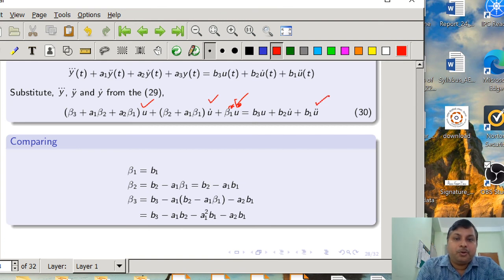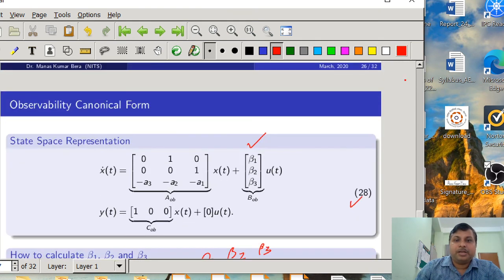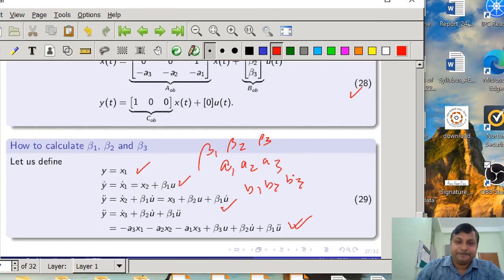If you compare u double dot with this, we are getting beta 1 equal to b1, and then beta 2 we are getting, if you compare this and this, b2 minus a1 beta 1, and already beta 1 we got is b1, so we can replace that, and beta 3 we can calculate with this expression. In this way we can calculate beta 1, beta 2, beta 3 in terms of the system parameters, and then we can have the representation of the system in state space, as specified in equation number 28.